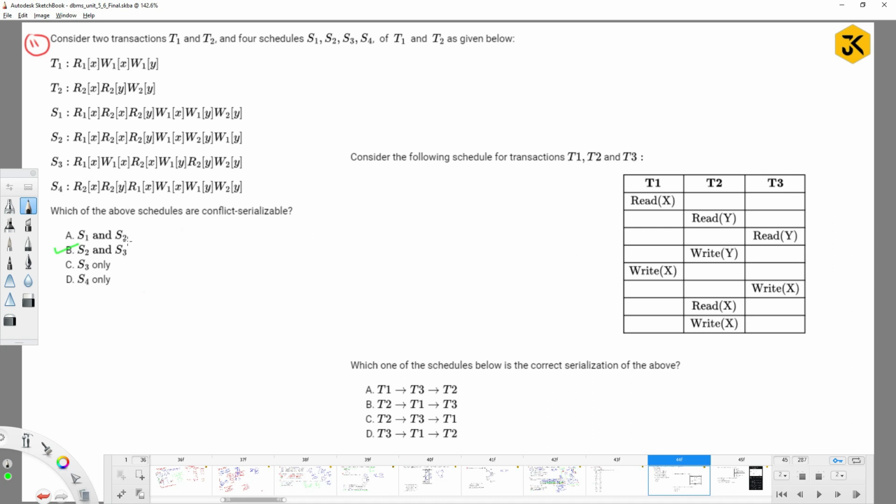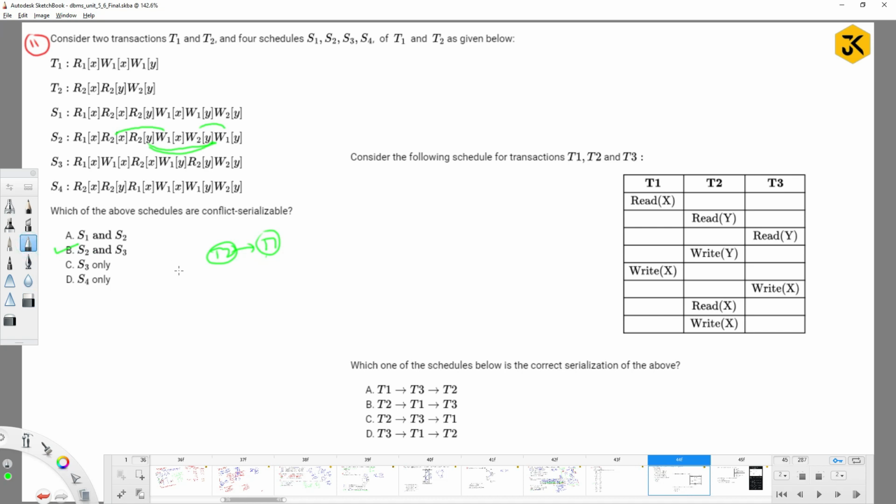If you go with S2 and S3, in S2, R1 of X, is there any write 2 of X? No write 2 of X, right? There is no problem. Next, R2 of X, is there any write 1 of X? Yes. So there is an edge from T2 to T1. Good. Then R2 of Y, write 1 of Y. There is T2 to T1 and T2 to T1. Good. Write 1 of X, no problem. Write 2 of Y, write 1 of Y, T2 to T1 only. Is there any loop? No. So I can say that S2 is conflict serializable.